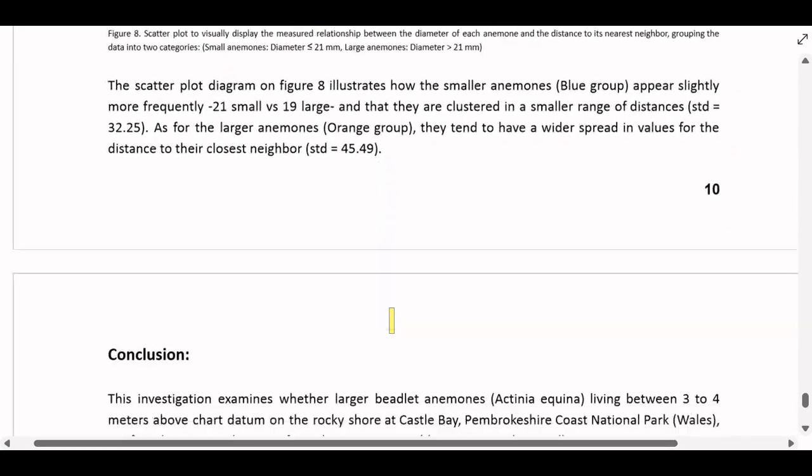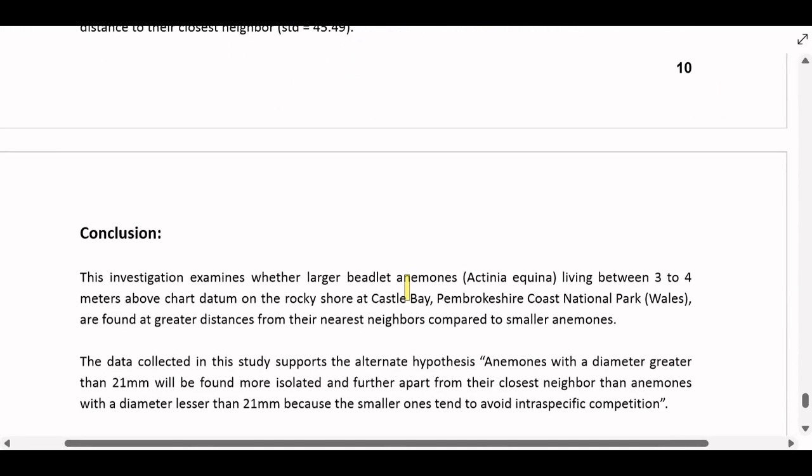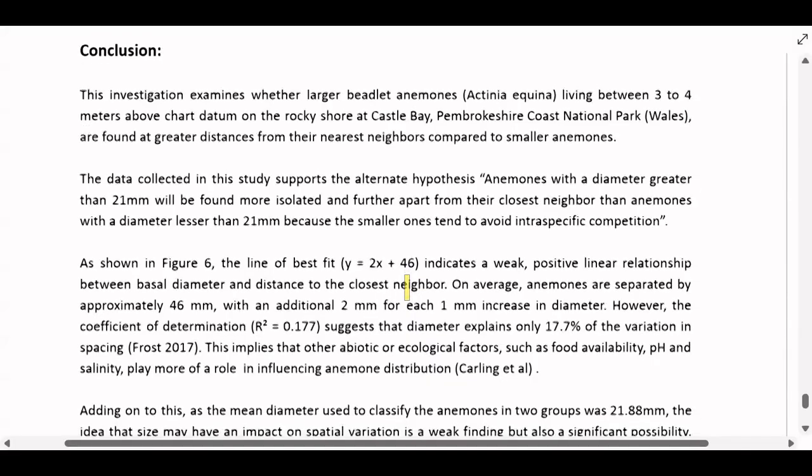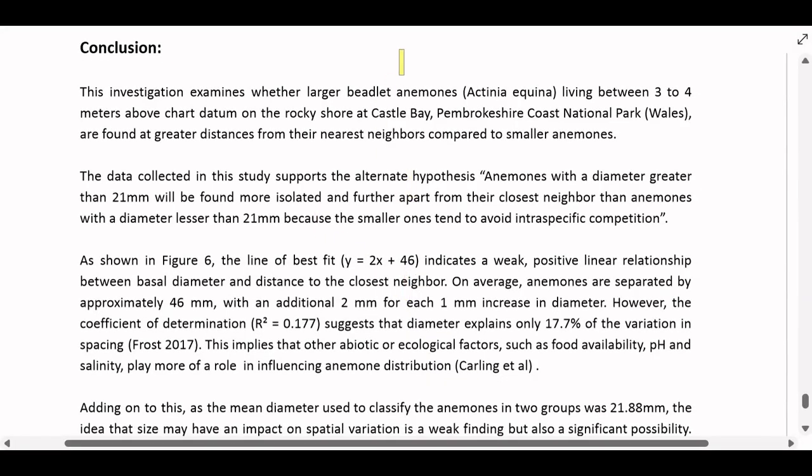Coming down to your conclusion. Firstly, you need to make the changes that have been described before, and then use the analytical statistics to make sure your trend you're calling, your conclusion, is correct.